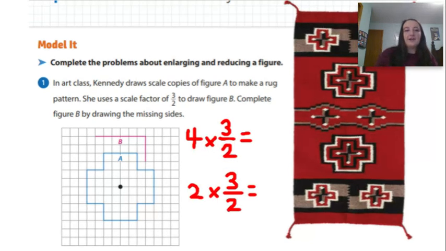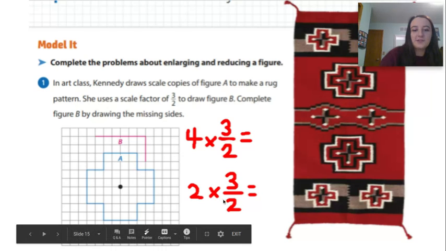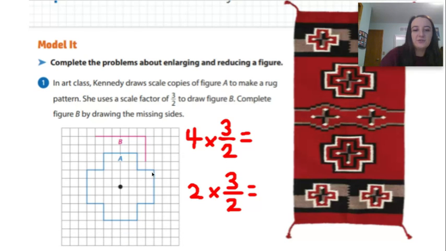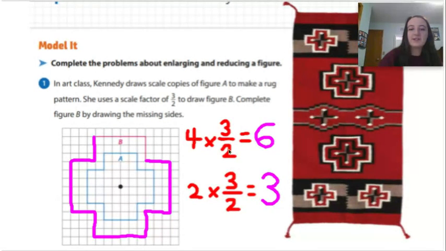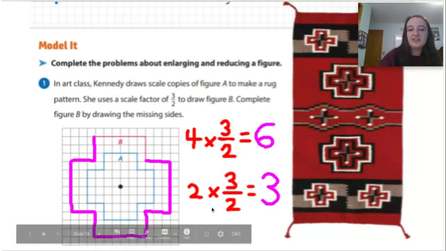The way we figure that out is first we take our side. We can see this top side is 4 long, and we need to multiply it by our scale factor. So 4 times 3/2, and then we have our side lengths here of 2, so we do 2 times 3/2. We can see that these are 4, 2, 2, 4, 2, 2, 4, etc. So we just need to find these 2. When we do that, we see that 4 times 3/2 is equal to 6, and 2 times 3/2 is equal to 3.